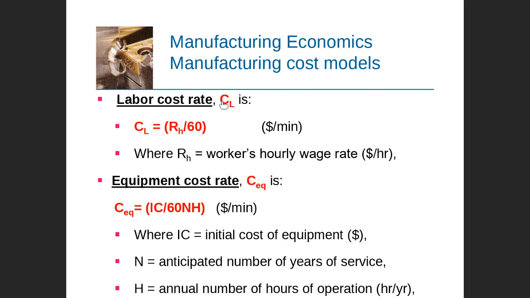Then this is CL. CL is a salary. Salary is RH divided by 60, where RH is the hourly wage, the salary per hour. Divided by 60, you get dollar per minute. This is CL in a very simple way, the technician's money, which is for example $1 per minute, while RH is dollar per hour.